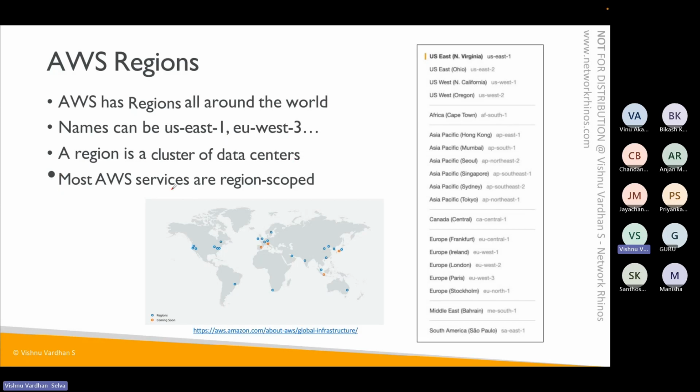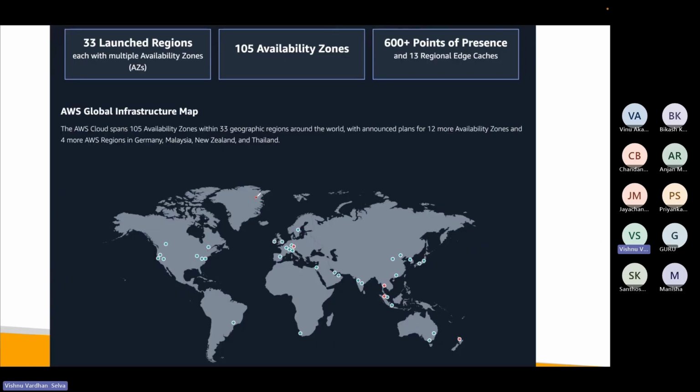Now most AWS services are region scoped. Region scoped means, when I'm taking a service, one service may work in one region and may not work in another region. So these services are region scoped.